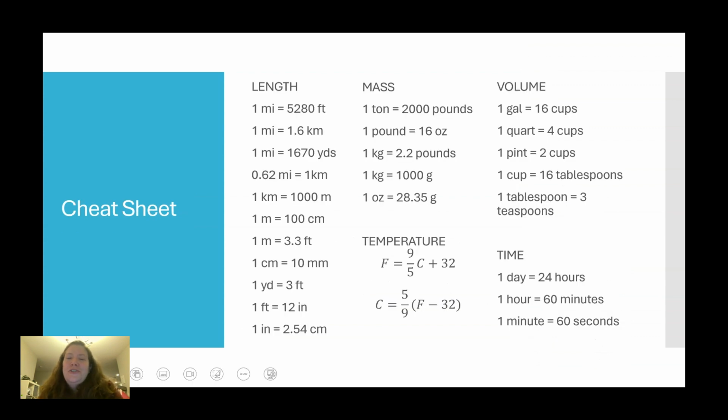Our last one is just a cheat sheet. I have it posted in our class, but you can also just screenshot this right now and save it forever.